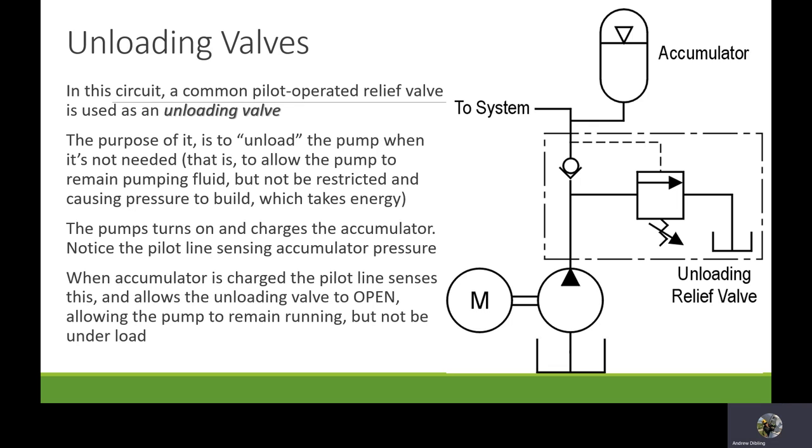Okay. When the accumulator is charged, the pilot line senses this and allows the unloading valve to open, allowing the pump to remain running but not under load. So here we see that the pilot line is on the accumulator end. As the pump pumps fluid through this check valve, it charges the entire system and the accumulator up. Once it's up to its pressure that it wants to have, I can just use the PRV to unload my relief valve.